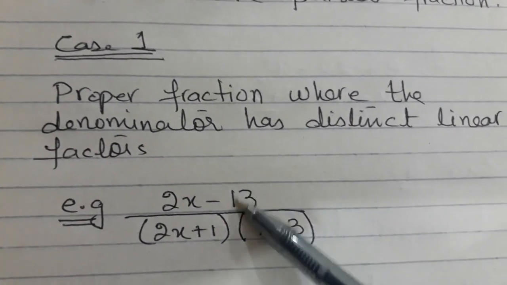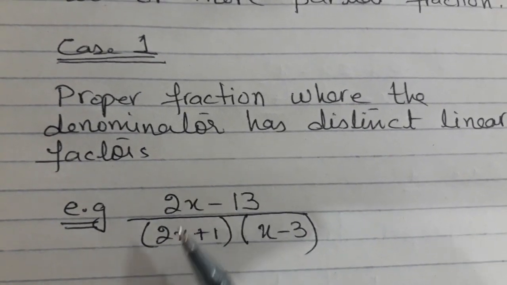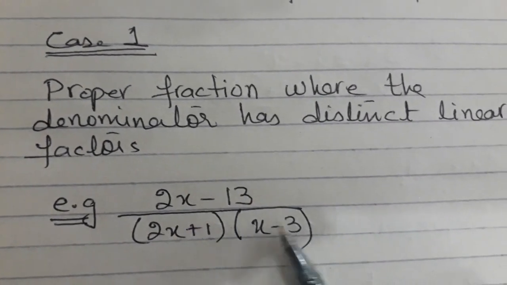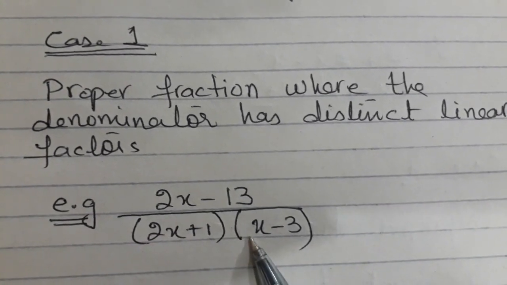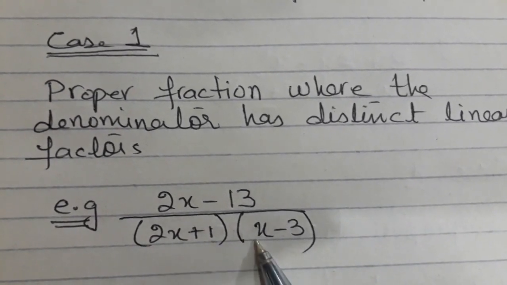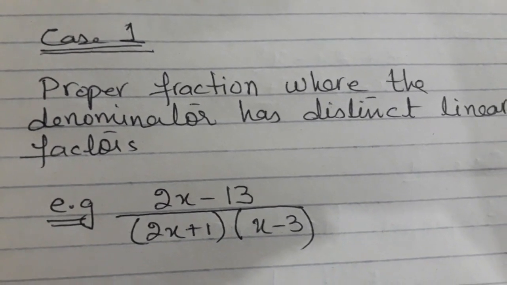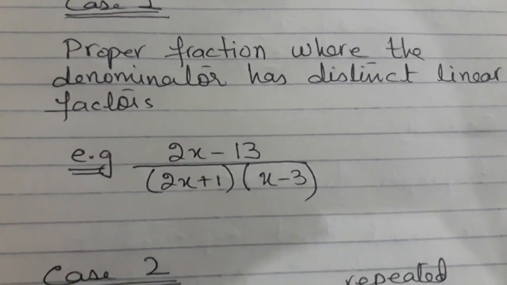So this is a proper fraction. You can see the power of x in the numerator is 1. And if you see, the degree of the polynomial in the denominator is 2, because if you multiply 2x by x, it will be x square. So this is a proper fraction and both the factors are linear.